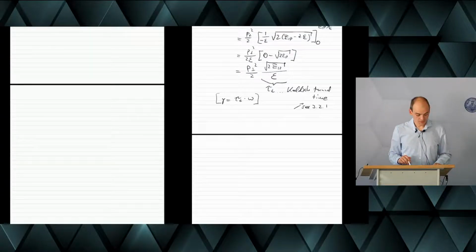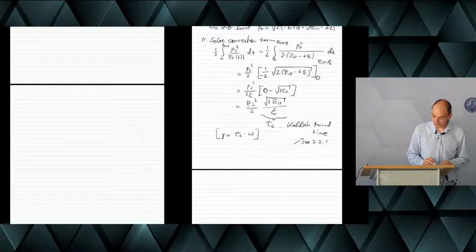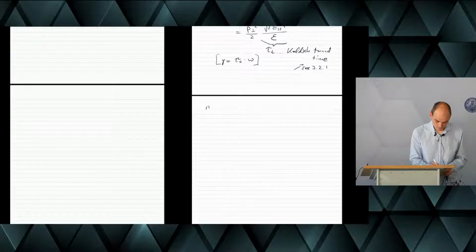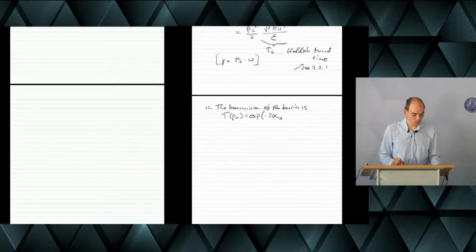Okay. Now, as I said, this is the correction to the attenuation parameter. So let's write the full transmission of the tunnel barrier. So the transmission of the barrier is T of P perpendicular equals exponential minus 2 alpha 1d. That's the term we had before.